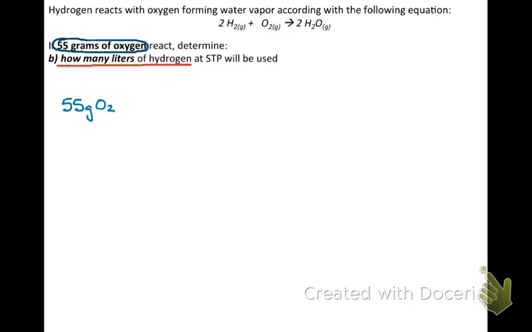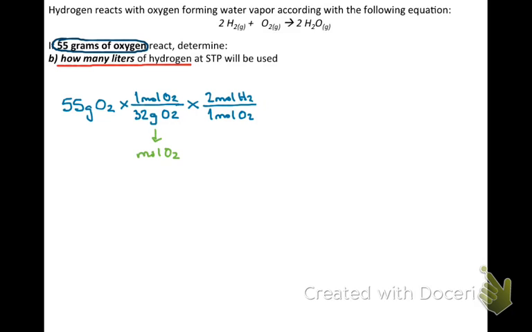So step number 1, transform grams into moles. Here I use the molar mass. This is 1 mole of O2. Remember that here what you have, if you stop here, is moles of O2. Then I use the mole ratio. We have 1 mole of oxygen per 2 moles of hydrogen.